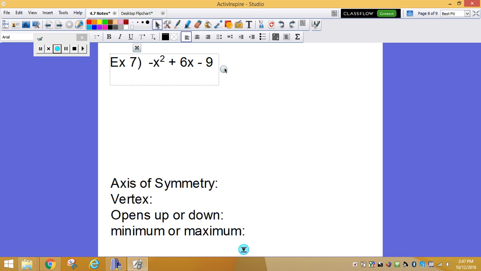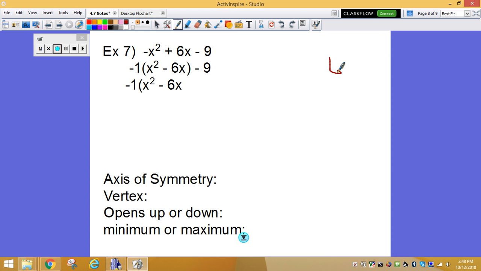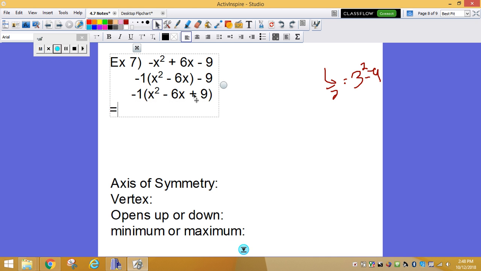Let's do, I think this is one more. Okay, so I'm going to only take the negative 1 out of this first part. So this is going to become a minus 6x. I'm going to leave that minus 9 at the end. To figure out what we are going to add, 6 divided by 2 is 3. 3 squared is 9. So I'm going to add 9 here.